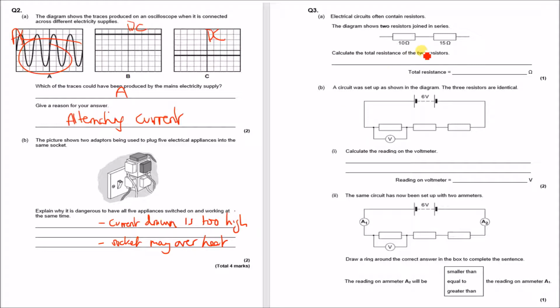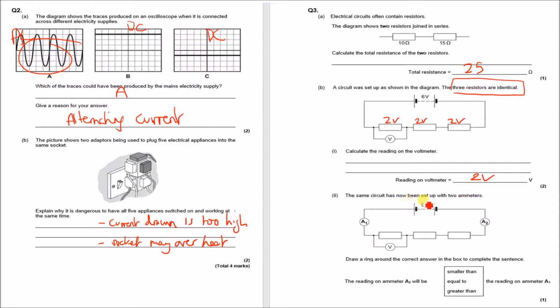Right, for resistors in series, you just add them together, so the 10 plus 15 is 25 ohms. Calculate the reading on the voltmeter. Well, if we have 3 resistors that are identical, that means that the voltage across them must be the same because they're dropping the same voltage, or the energy transferred per resistor is the same. So that must be 2 volts, that must be 2 volts, and that must be 2 volts. So the reading on the voltmeter must be 2 volts.